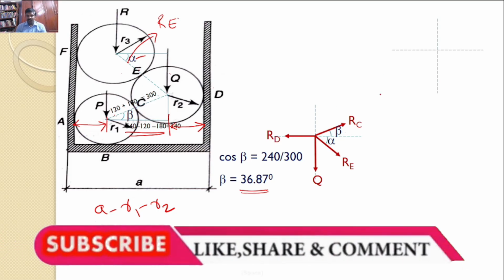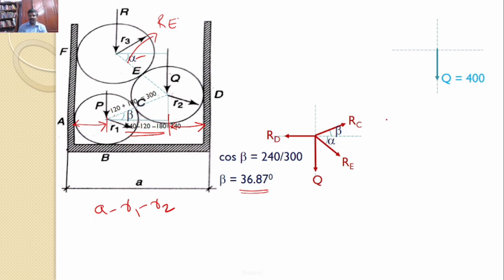Now let us resolve all the forces. Q is 400 given, RD is unknown, we are supposed to calculate. Next RE I can resolve. Next RC we need to resolve. So the horizontal component is RC cos beta and vertical component is RC sin beta. Next for RE, the vertical component is RE sin alpha and the horizontal component is RE cos alpha.